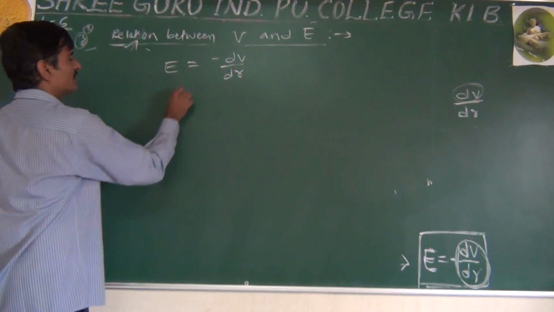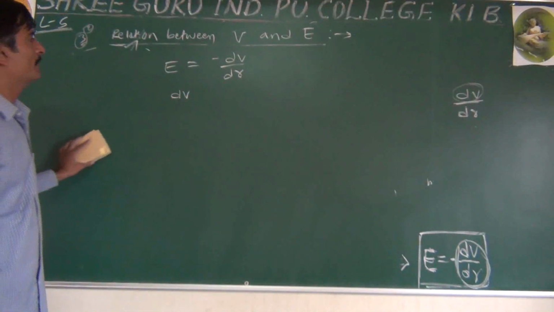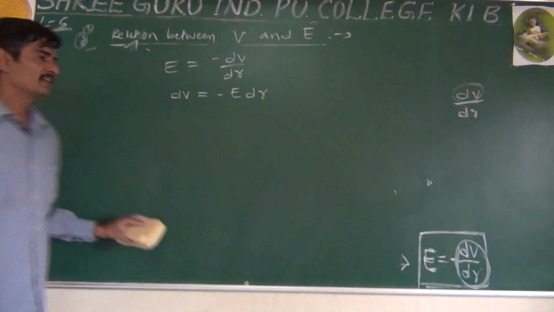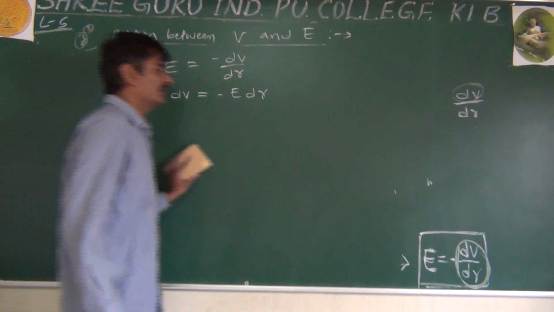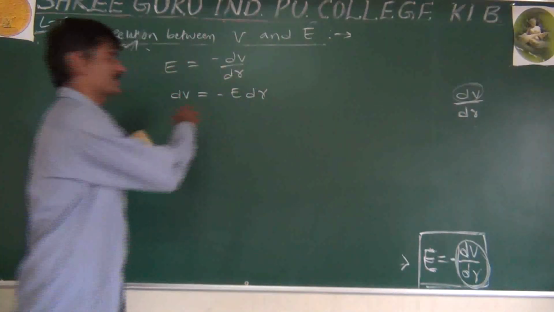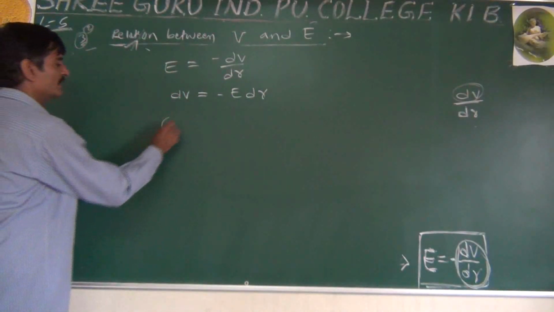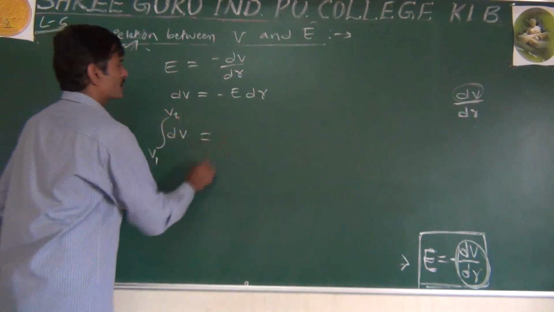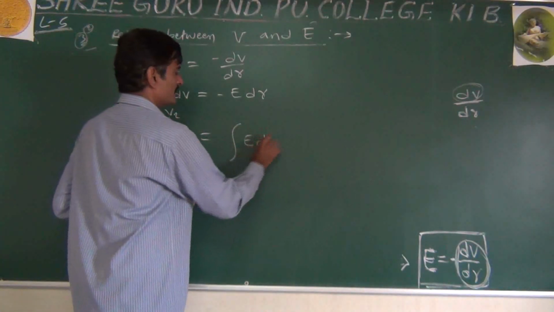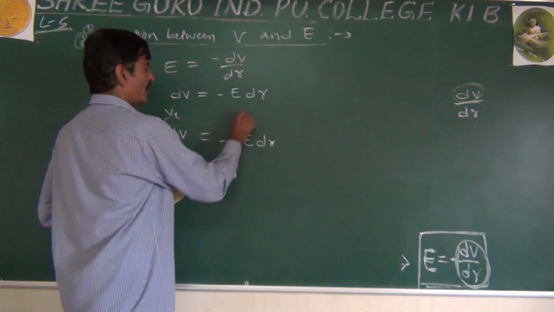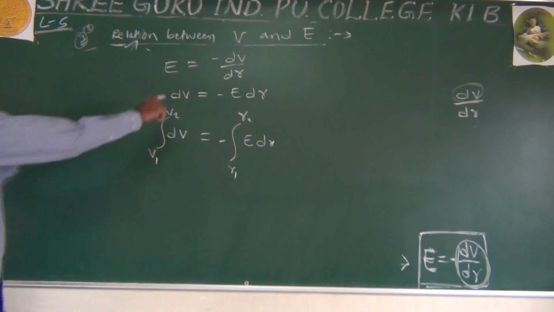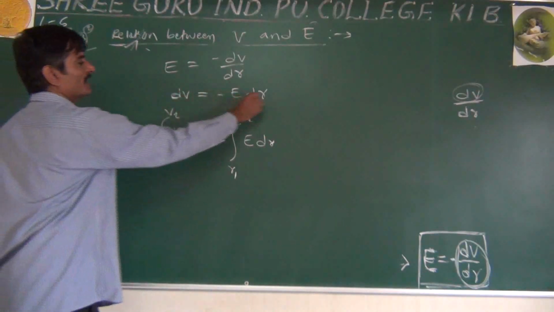So we can write it as dV is equal to minus E dr. So now integrate this equation. Integration of dV from V1 to V2 is equal to minus integration of E dr from R1 to R2. I'll tell what V1 and V2 are. Just dV is equal to minus E dr.